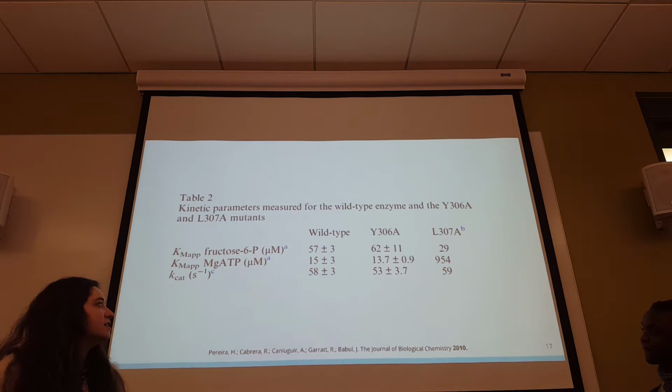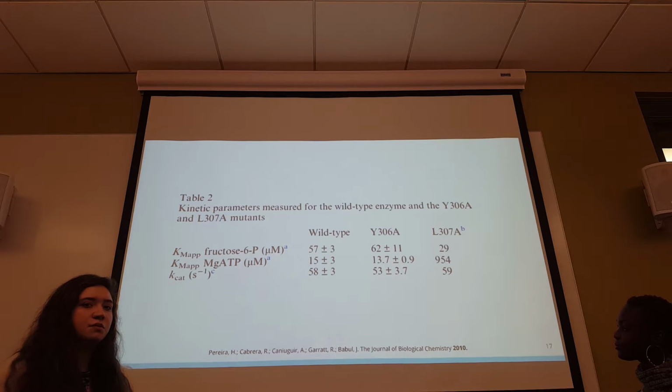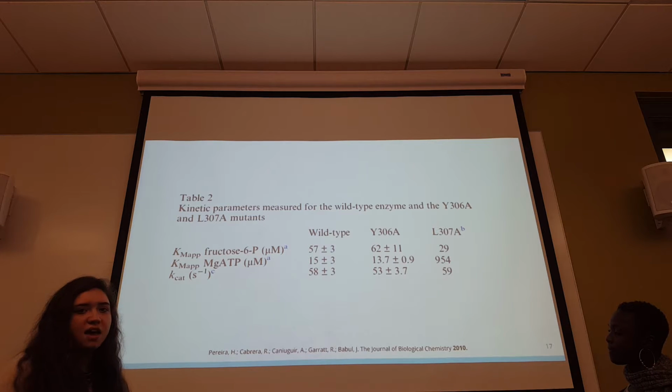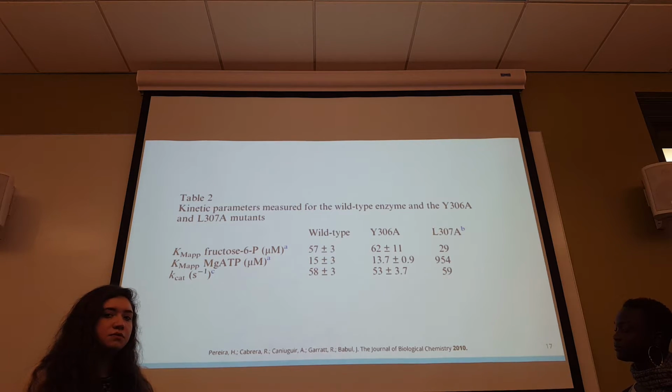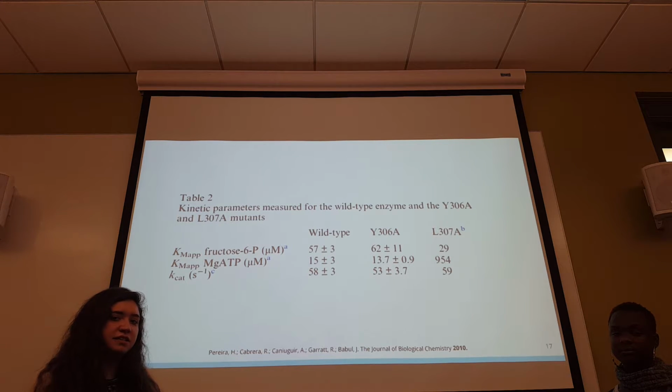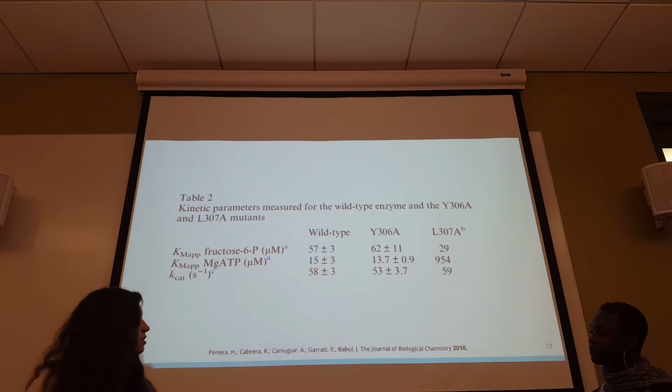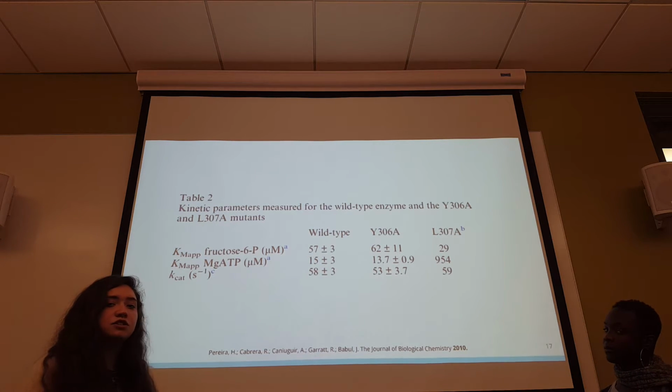So this chart here introduces 2 additional mutants that were generated in this experiment, the Y306A and the L307A. These 2 mutants were generated by a point mutation, and one of the side chains on each mutant was replaced with an alanine. This table here shows that the Km for the MgATP for the L307A mutant was much higher than the wild type, while the kcat and Km for the fructose 6-phosphate remained essentially unchanged.